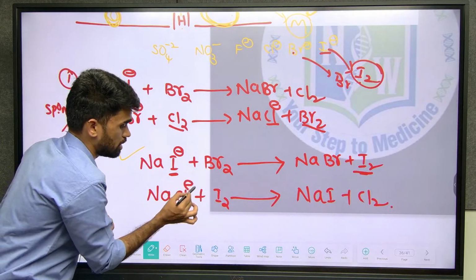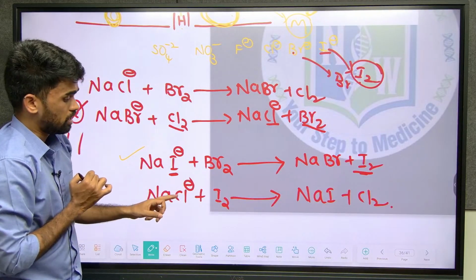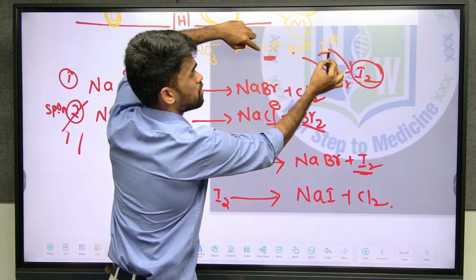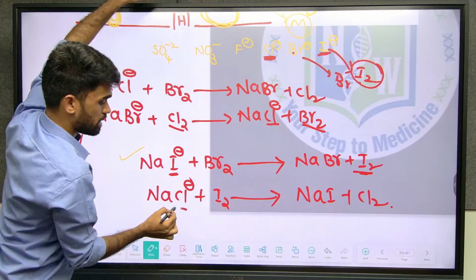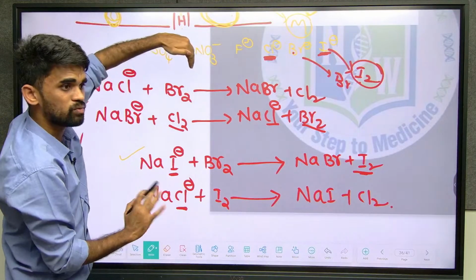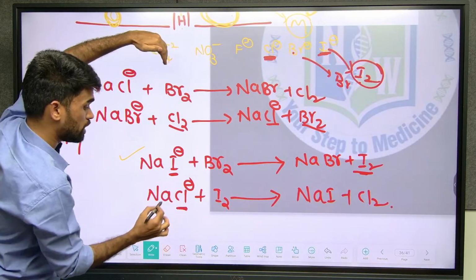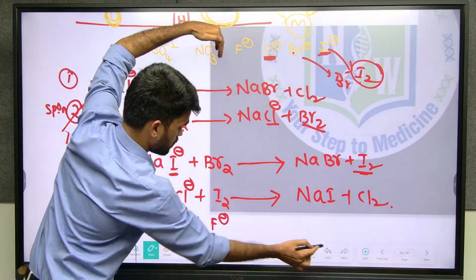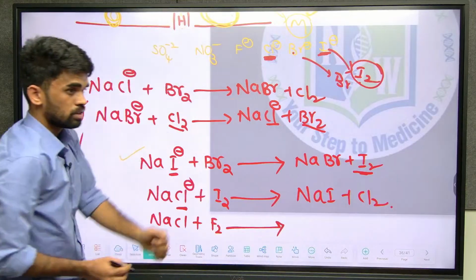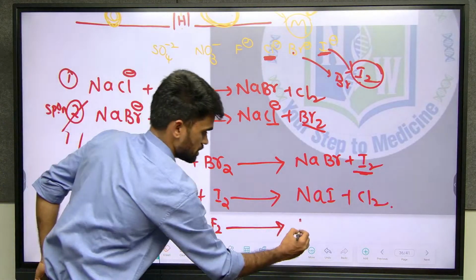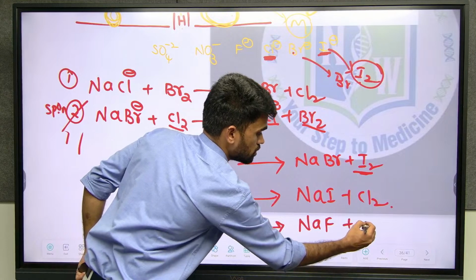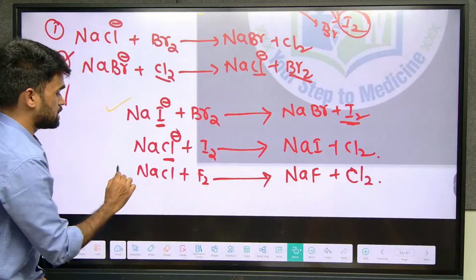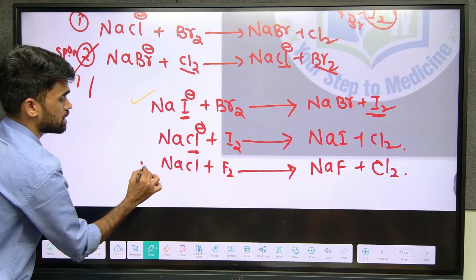Next, see, this one, chloride ion is there. So will chloride ion come out? No. It is at this side now. If there is I minus, that will come out. But here Cl minus, it will be at this side, it won't come out. But if I do the same reaction with fluoride ions or fluorine, what comes out here? Yes, NaF plus Cl2. So this is how you need to identify which is a spontaneous reaction, which is a non-spontaneous.